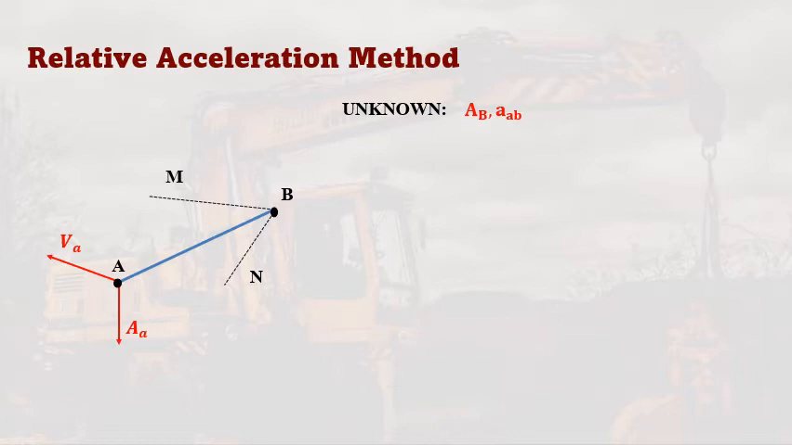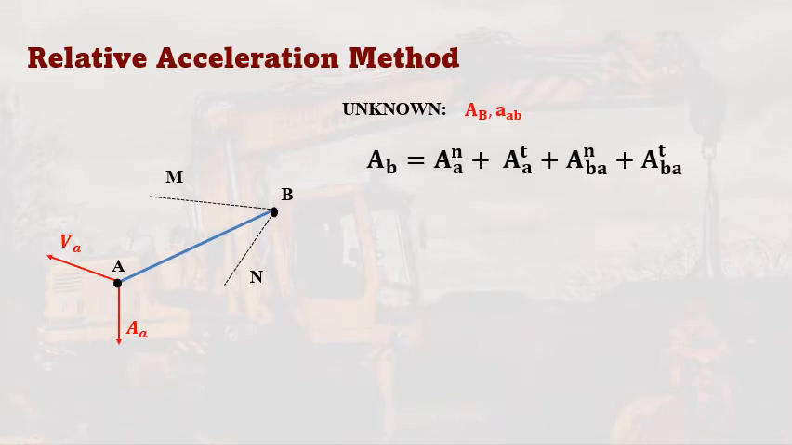What is known to us is the velocity of A as well as its acceleration. We also know the direction of the velocity of B, that is denoted by this direction N. So this is the velocity direction. M, on the other hand, is the direction of its acceleration. So what we want to know is the value of the acceleration. We can use this relationship that we defined a while ago. So to get the acceleration of B, we need those four components.